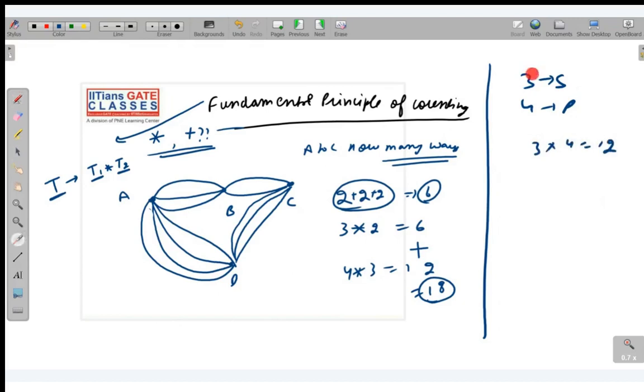So you can think like this. You pick one shirt and you can match it with four pants. You pick another shirt, match it with 4 pants. You pick another shirt, match it with 4 pants, and so on. So total 12 ways are there. So that's why multiplication is there. Whenever a big task is divided into small tasks, multiplication will come into the picture.